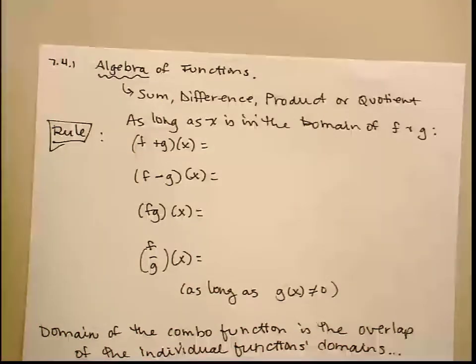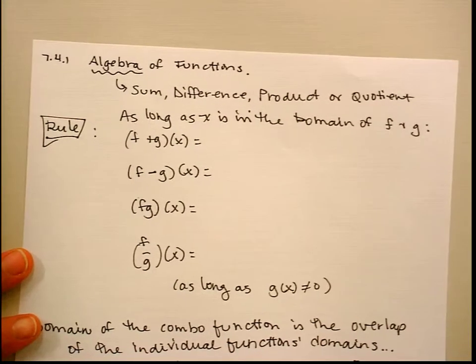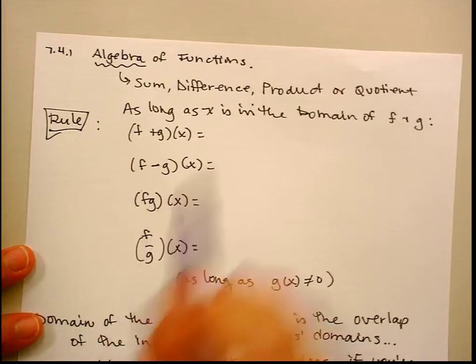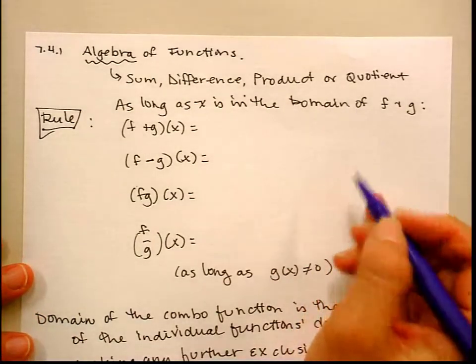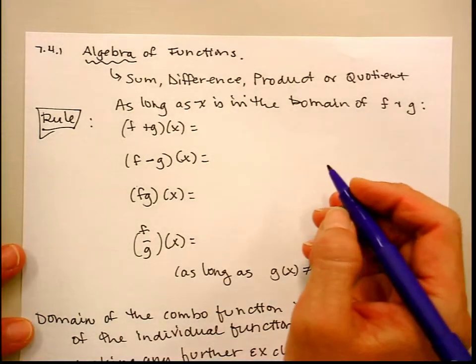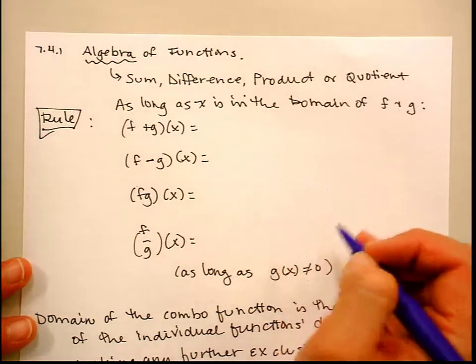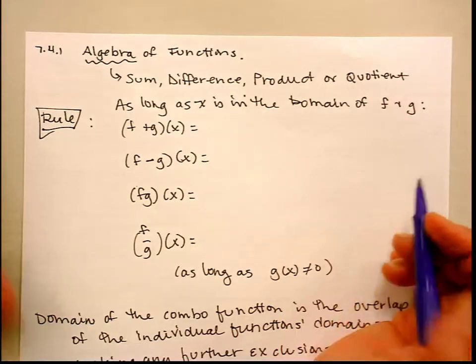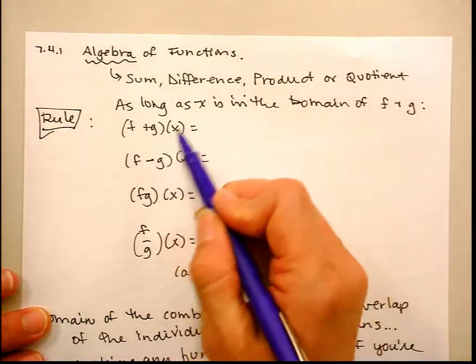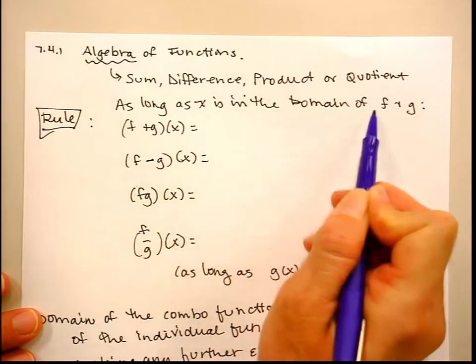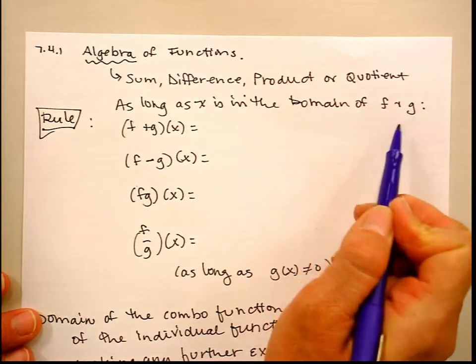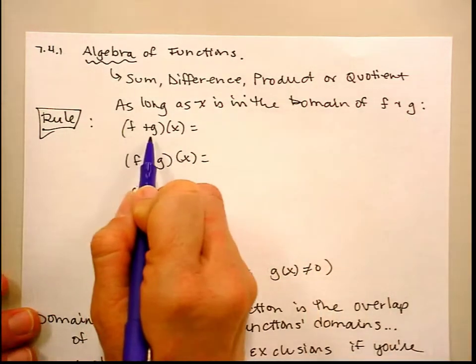So the algebra of functions is section 7.4, and what we mean when we say that is the sum, difference, product, or quotient of two functions or more functions. Okay, so adding, subtracting, multiplying, and dividing. So the rule is that as long as x is in the domain of both f and g, I can add the two functions together.